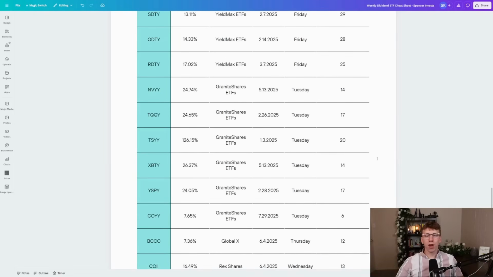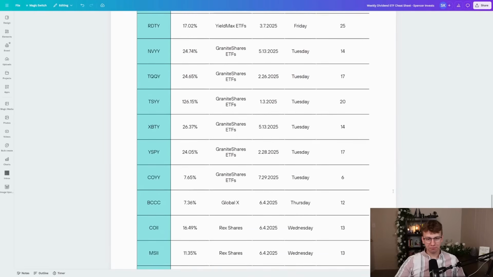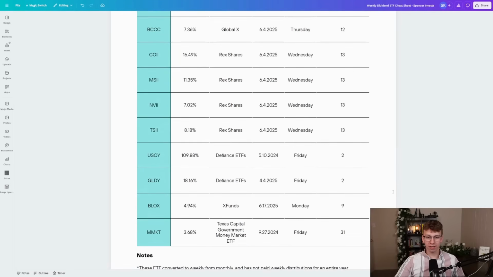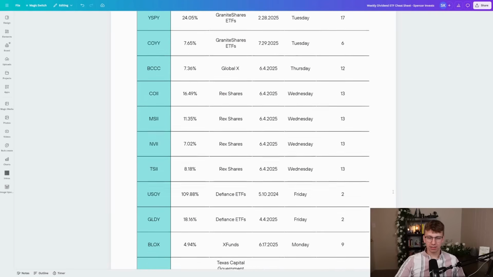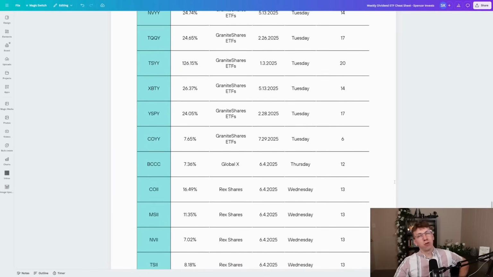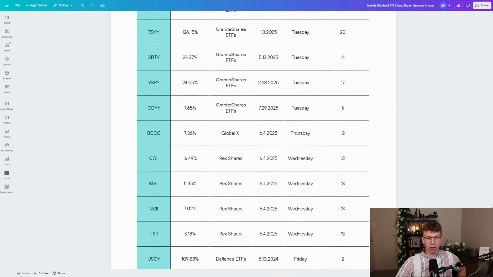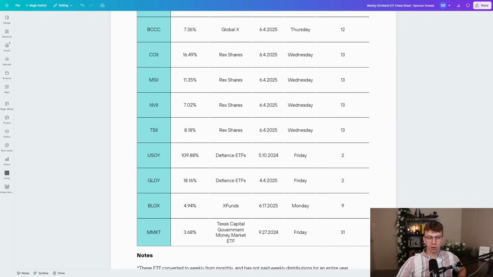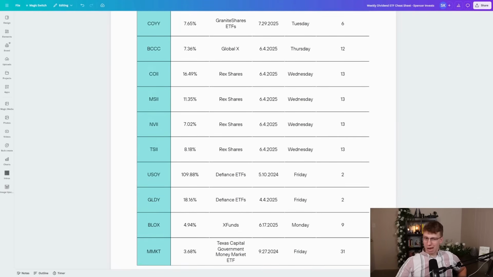Oh man, we have the Granite shares on Tuesday as well. That's a hard choice. Okay, let's see. Oh man, Granite shares or RoundHill, which one do I pick? Well, here's the thing. Because this portfolio, this is such a hard choice.